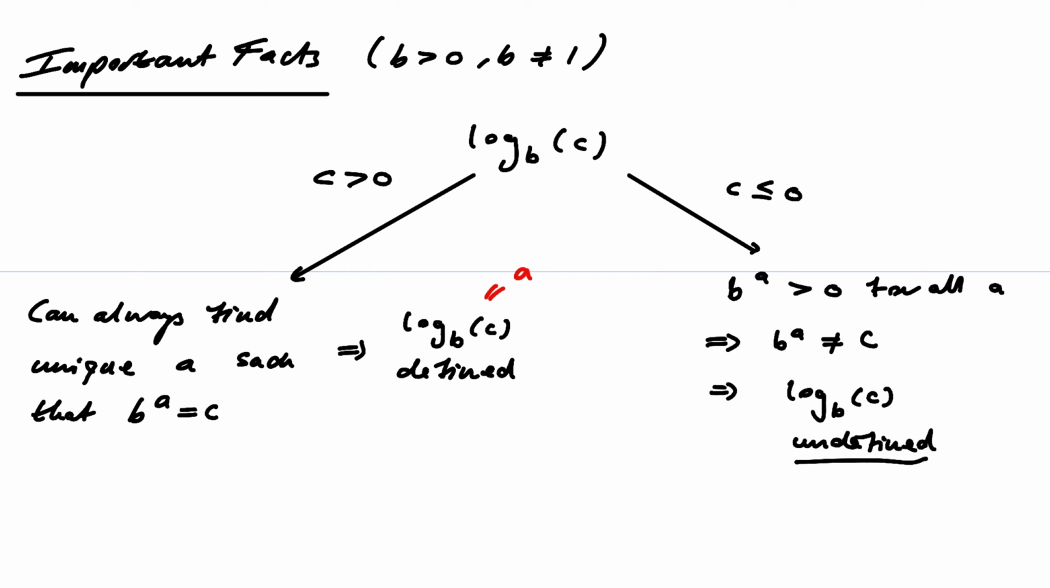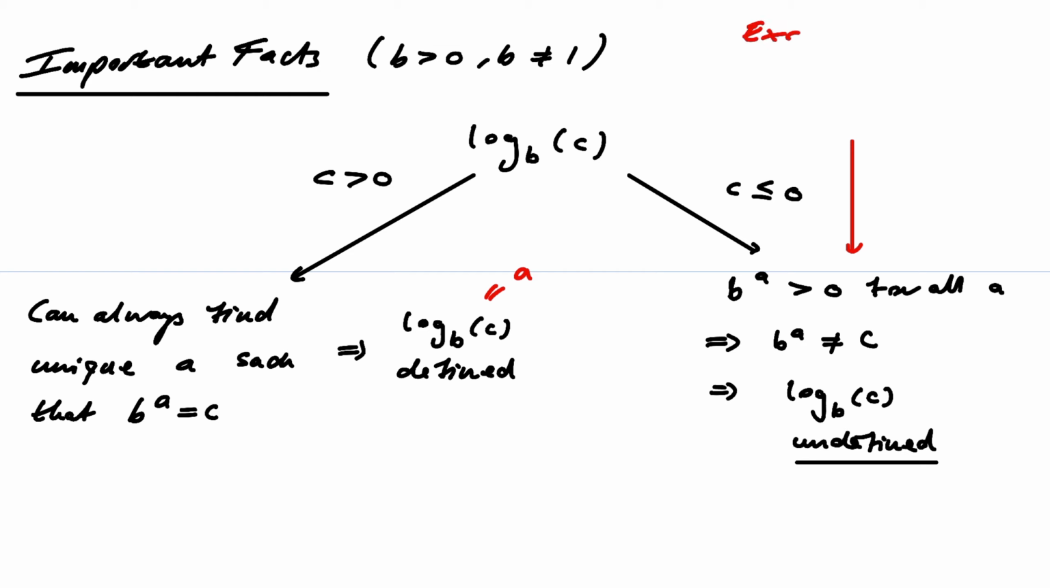It's undefined, doesn't make sense. So the takeaway is if c is strictly greater than 0, there's a logarithm, there's only one. If c is less than or equal to 0, it doesn't make sense. So just as a quick example here.